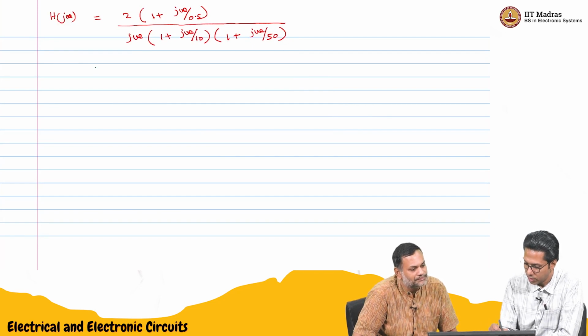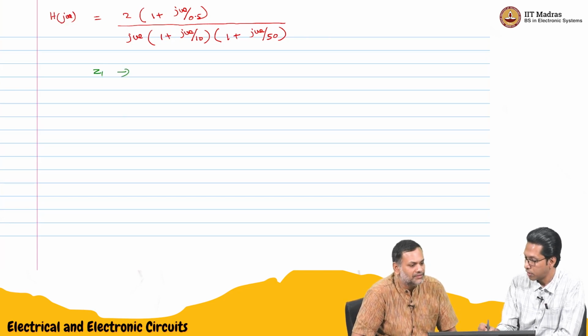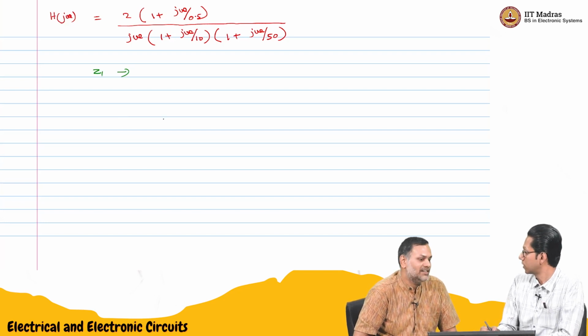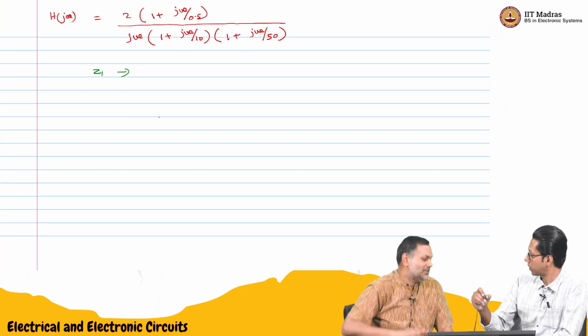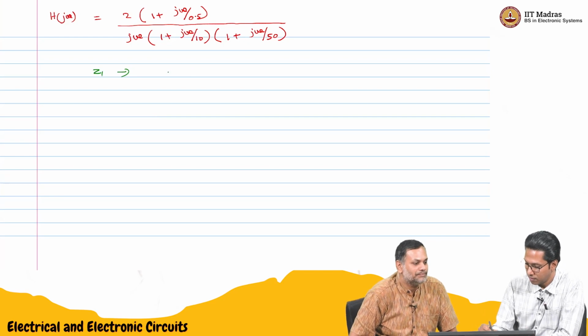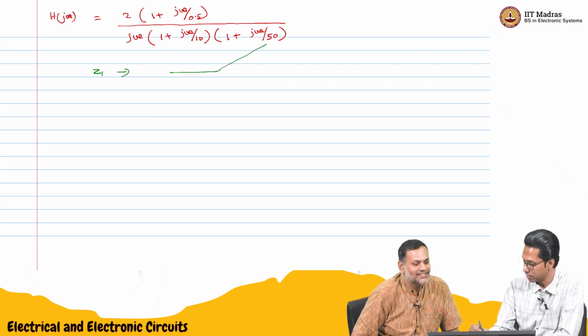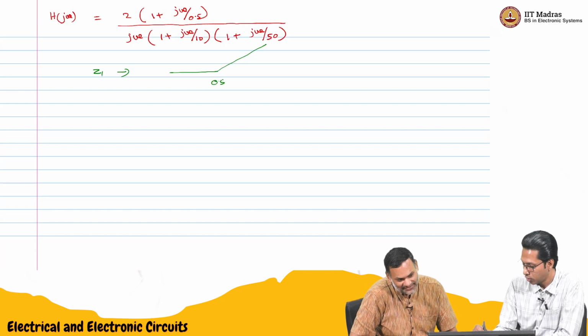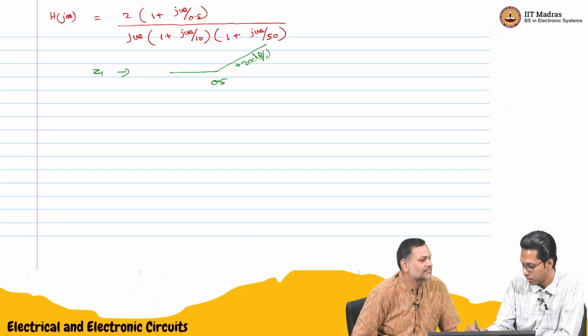So basically this zero, I think we mark it as Z1. It starts at 0.5. From there it will go at plus 20 dB per decade. If I am drawing in magnitude form, it will be something like this. So this will be at 0.5, plus 20 dB per decade.